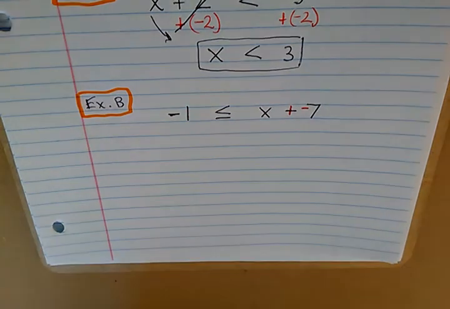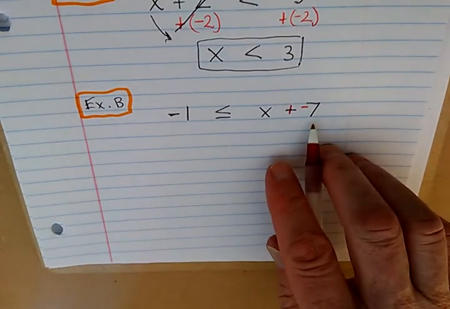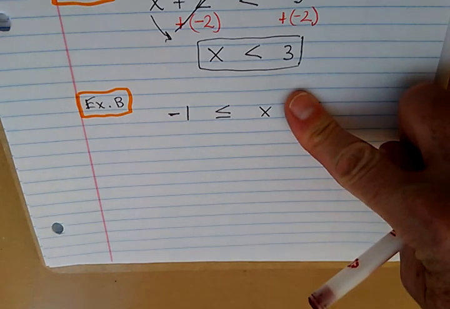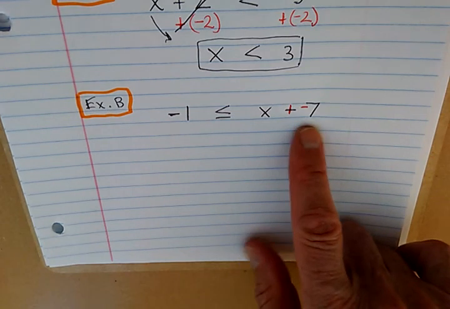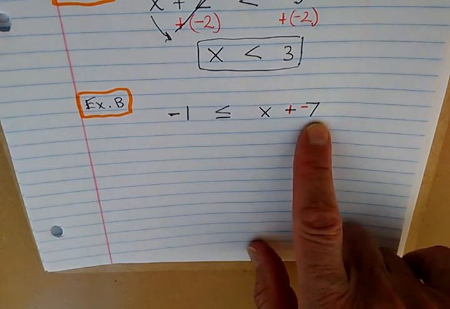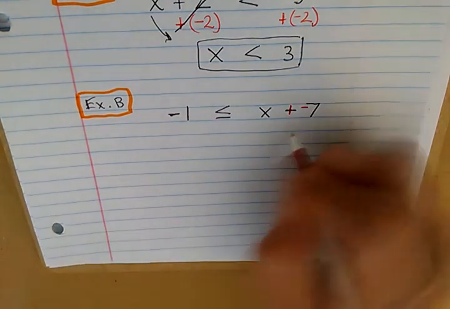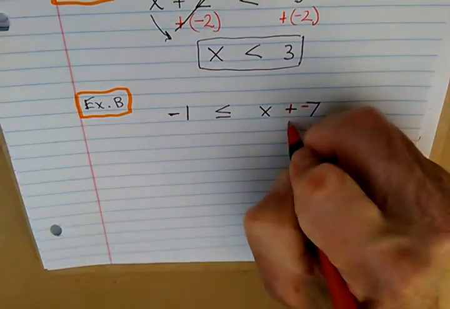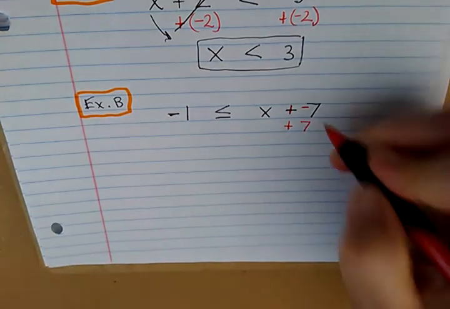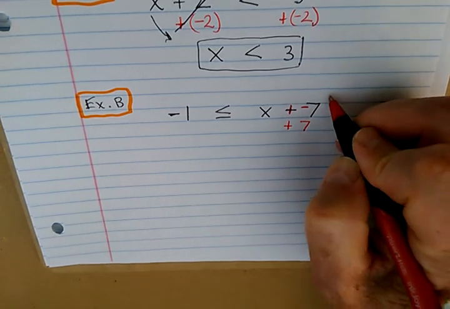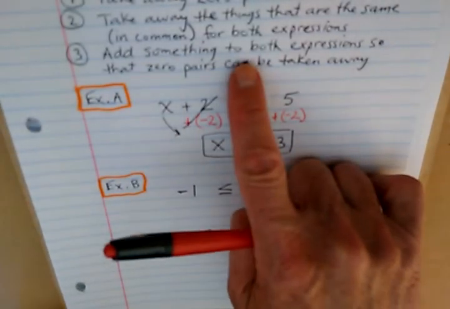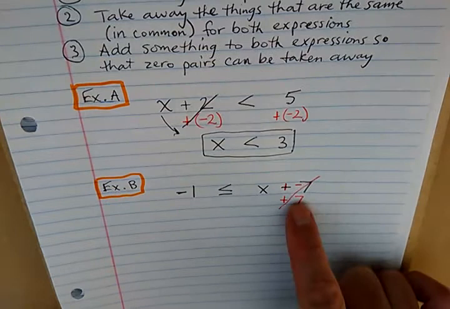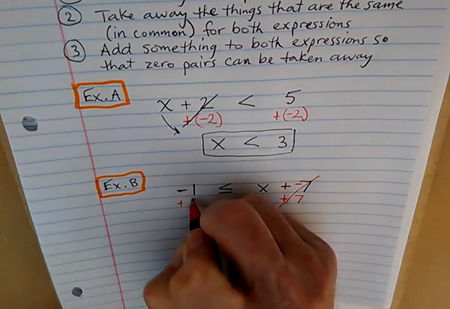So now what could we add? We have a negative 7. What could we add to the negative 7 to make it go away so that x will be by itself? What could we put in there to make 0 pairs? If we have negative 7, yeah, we could add a positive 7. So I'm going to add in a positive 7 because those will become 0 pairs, which means that's 0. It's all gone. But remember I said earlier, if I add something, I've got to add it to both expressions. So I've added 7 here. I have to add 7 on this side also.